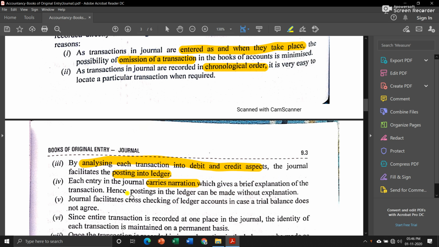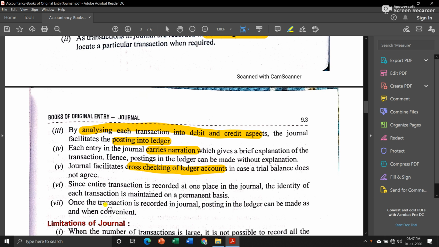Then the journal facilitates cross-checking of the ledger in case the trial balance does not agree. Now there is a proper sequence. Okay, first we will prepare the journal, and then from the journal we will prepare the ledger, and after preparing the ledger we will prepare the trial balance. And if the trial balance does not match, the debit and credit sides do not match, then we have to go through what mistake we had made. In that case, the journal helps in cross-checking, means we can check where we had made the mistake with the help of journal entries.